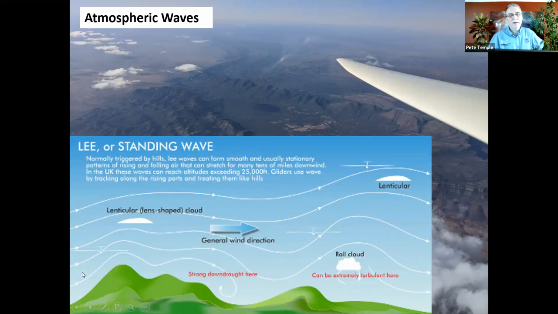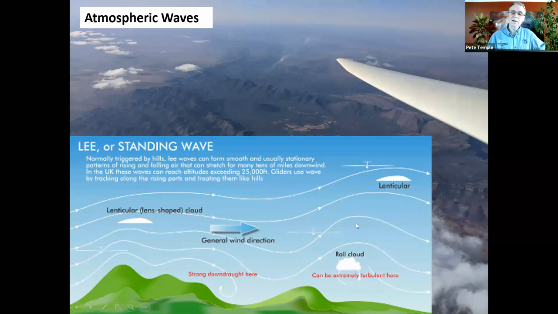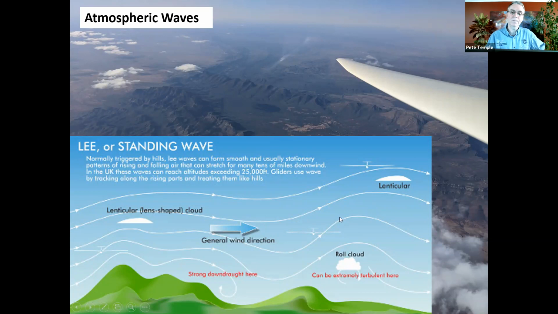So the air goes up over the ridge, comes down, bounces back up again. And this section here, where this rising air is, is the primary of the wave. Possibly downstream from that there'll be a secondary and a tertiary and so on in a wave pattern. We can often get lenticular clouds associated with those same conditions.